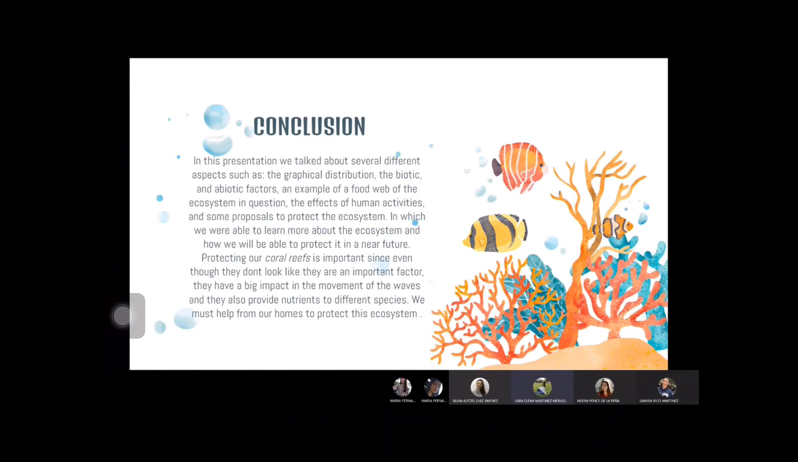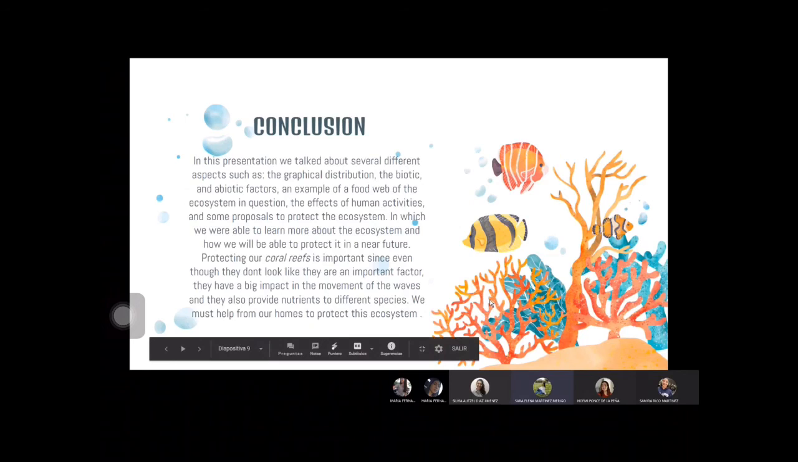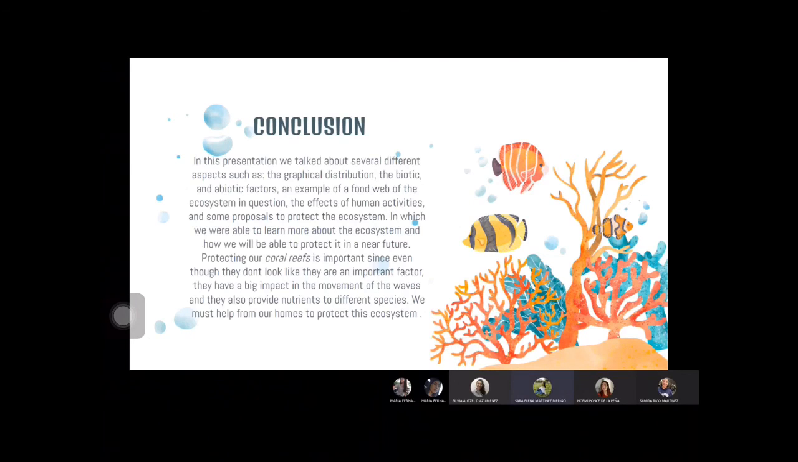In conclusion, in this presentation, we talked about several different aspects, such as the geographical distribution, the biotic and abiotic factors, an example of a food web, the effects of human activity, and some proposals to protect the ecosystem, in which we were able to learn about the ecosystem and how we will be able to protect it in the future. Protecting our coral reefs is important since even though they don't look like an important factor, they have a big impact on the movement of the waves and they also provide nutrients to different species. We must help from our homes to protect this ecosystem.